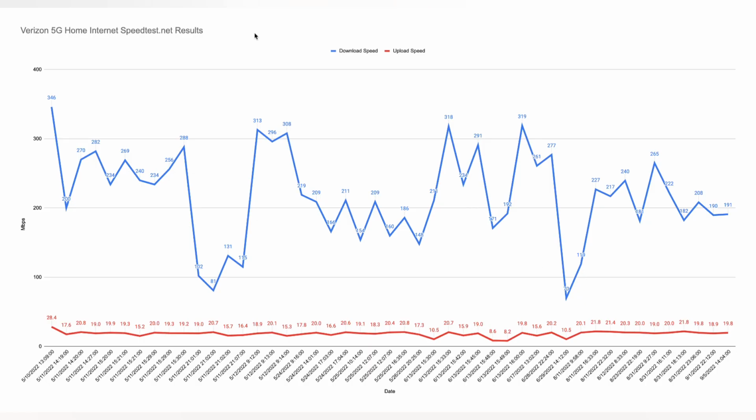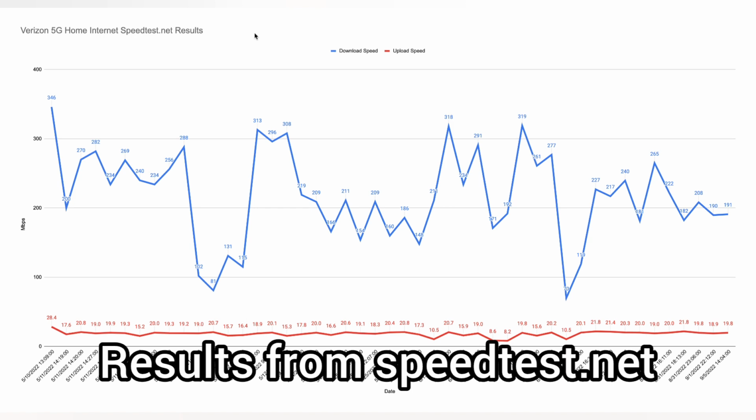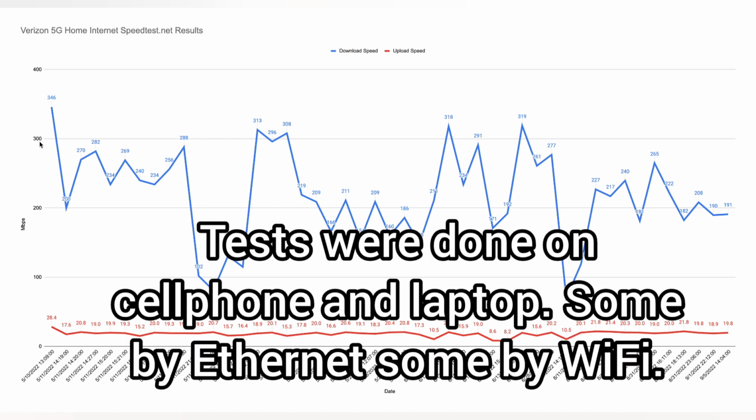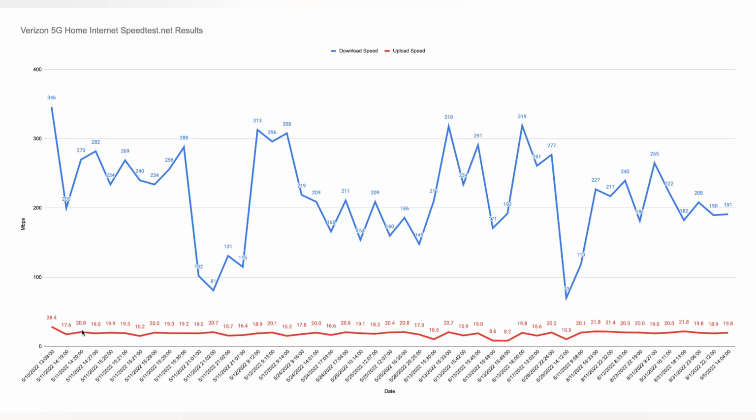I haven't filtered these. These are just all the ones that I've done in the last few months. The download is shown in blue, upload shown in red. Download peaks at 300 megabits, and the upload is limited to 20. Verizon do this. They say that they've got way more capacity, and they may increase speeds down the line as they continue to build out the network.